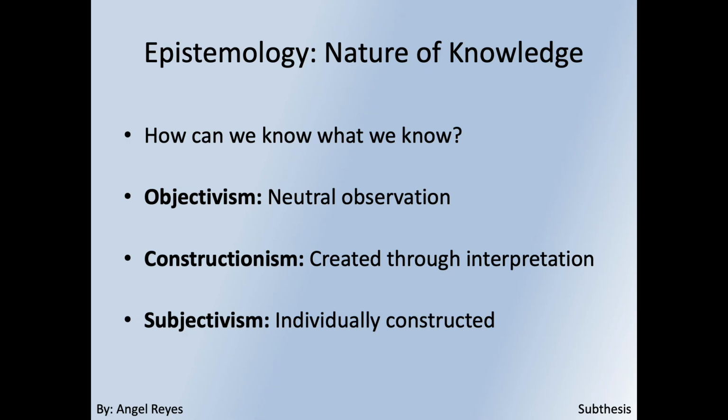Epistemology addresses how we can know what we know. Objectivism asserts that knowledge is discovered through neutral observation of an external reality. This view sees the researcher as separate from what is being researched. Constructionism, in contrast, holds that knowledge is created through interpretation of our experiences and interactions. Subjectivism goes further, suggesting that knowledge is individually constructed and imposed on the object of study. Your epistemological stance directly influences what you consider valid evidence and how you position yourself as a researcher.